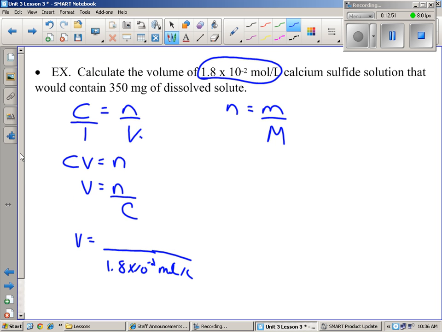What I don't know is N. And I'm not actually told what N is in this question. Once again, though, I can figure it out. I have 350 milligrams. So we'll change that to grams, 0.350 grams.